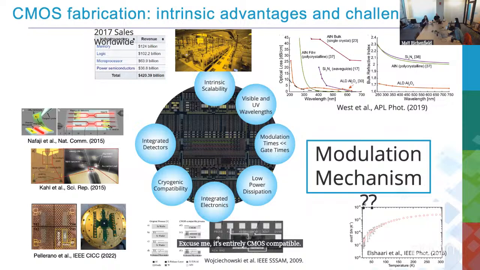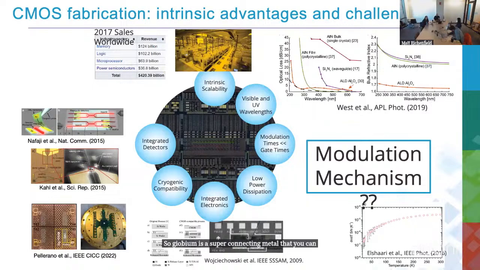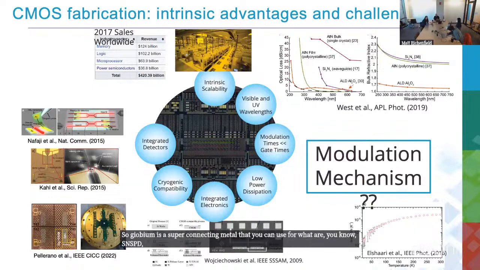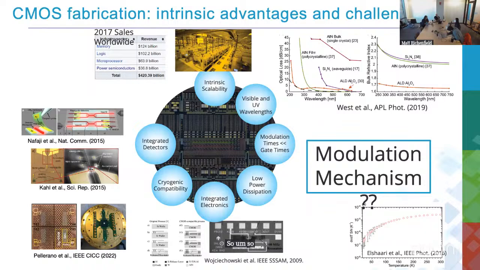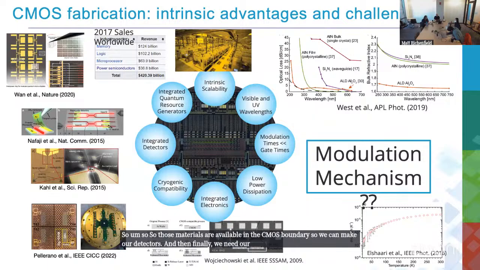The particular materials you need, something like niobium. Niobium is a superconducting metal that you can use for SNSPD, superconducting nanowire single photon detectors, or even the most complex and best material typically, which is a mixture of niobium, titanium, and nitrogen. Niobium titanium nitride is also completely CMOS compatible. Those materials are available in the CMOS foundry, so we can make our detectors. And then finally, we need our integrated quantum resource generators, and we're going to do that by heterogeneous integration. I'll tell you a little bit about that a few slides from now.